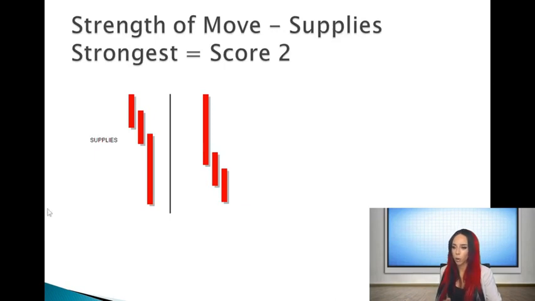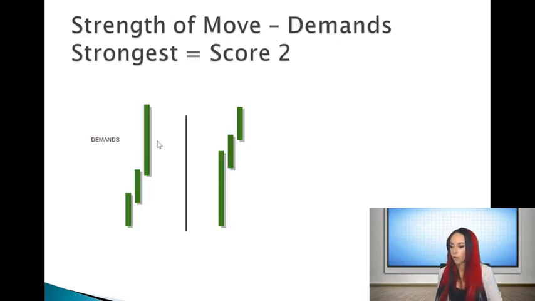So for strength of move, these are the kinds of moves away for supplies. You can have a decent move away, but not terribly strong. However, it then picks up momentum. Or you can have the initial momentum with a less violent follow-through. Both of these examples would score a 2, so maximum scores on the strength of move. For the demands, it's similar: you can have the initial move that eventually picks up speed, or you can have an initial large rally, which is then slightly less violent.